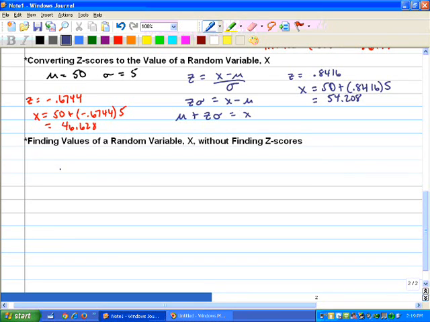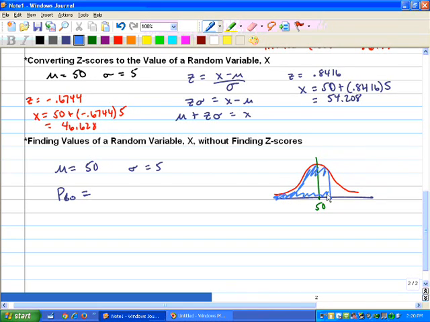Let's look at the same normal distribution with mu 50, standard deviation 5, and let's find the 60th percentile. Recall the 60th percentile in a normal distribution is the x value where 60% of the data, 60% of the area under the curve, falls to the left.